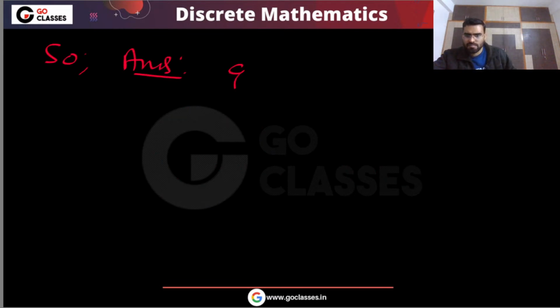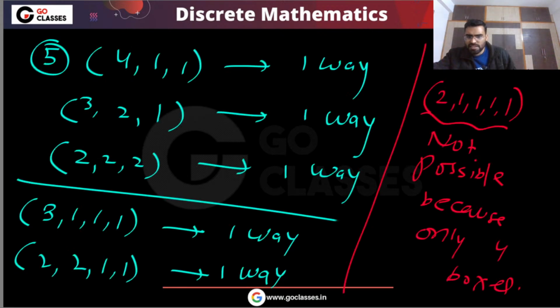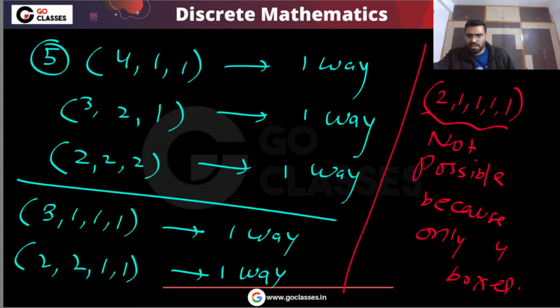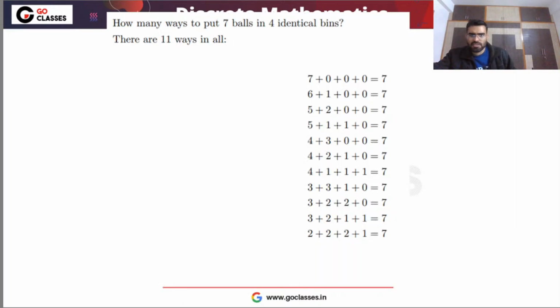Is this clear? Does anyone have any doubt in this? Quite simple, right? Yes or no? Because remember, apples are the same, boxes are the same. That is the reason it does not matter which apples you are putting together, or in which box you are putting. So these things do not matter. That is the reason you are getting the answer 9. If anyone has any doubt, you can ask.